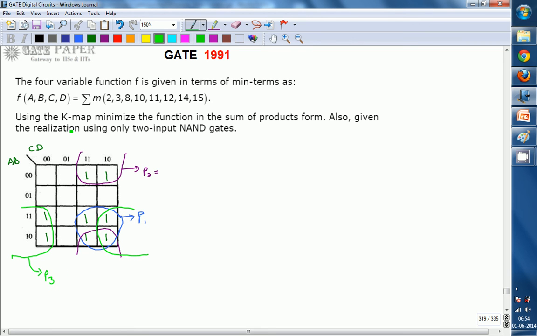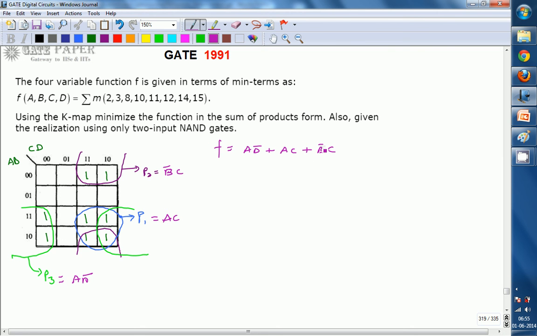So now I will write the products P1, P2, P3. P1 is equal to A multiplied by the common cells, which is AC. P2 is these two cells, where the common terms are C and B bar, so you get B bar C. And P3 is A D bar. So F can be written as F is equal to A D bar plus AC plus B bar C.